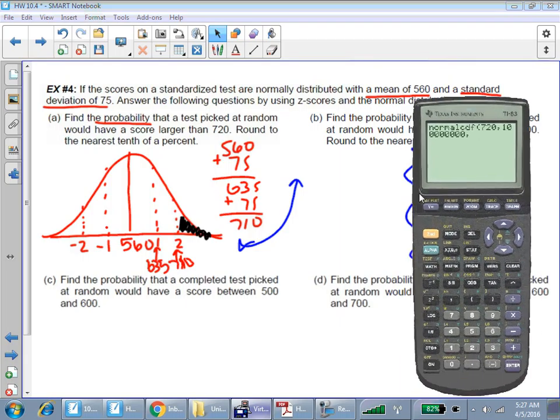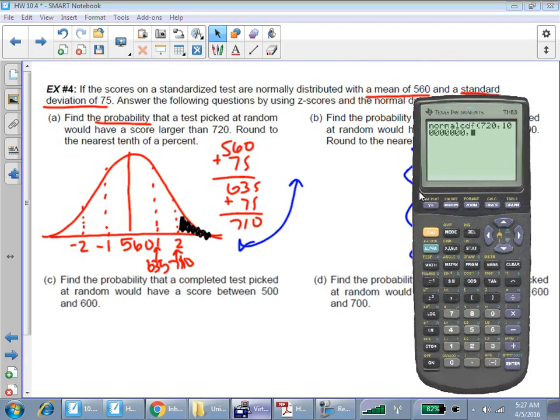So what did I say? The mean here is 560, so I'm going to write that. And then my standard deviation is 75, so I'm going to put that in. Oh, yeah, I'm mixing this up. Here we go. Comma, 75, close parentheses, and press enter. Okay, so here we go.